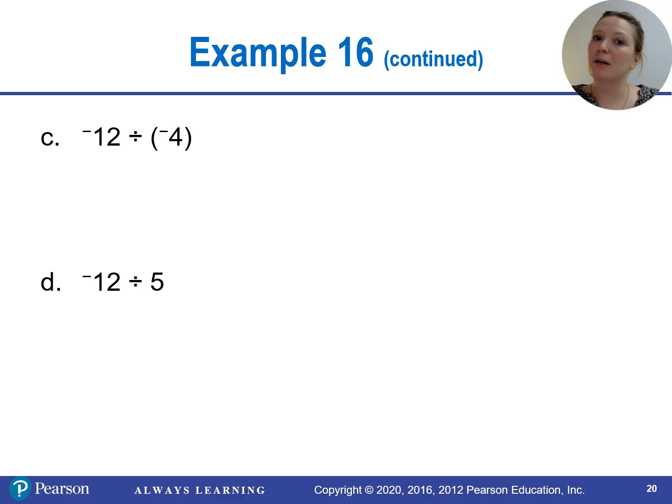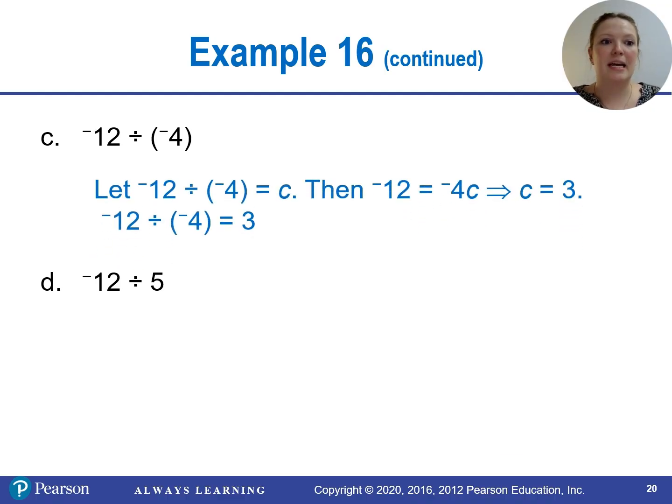We could also think about negative 12 divided by negative 4. So we would say that's some number C where negative 12 equals negative 4 times C. So what times negative 4 gives us negative 12? That's a positive 3. So negative 12 divided by negative 4 is 3.